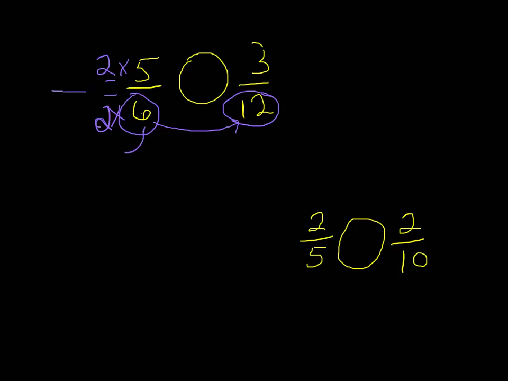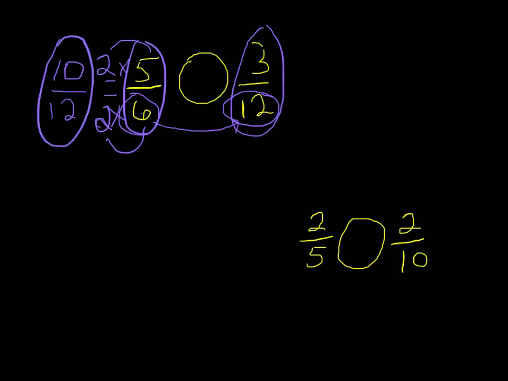So 6 times 2 is going to be 12. 5 times 2 is going to be 10. Notice we have 3/12 over here, and 5/6 is equal to 10/12. So just by looking at 10/12 versus 3/12, when we have denominators that are exactly the same, it really makes it easy for us to compare. If I have 10 out of 12 pieces versus 3 out of 12, we know that is larger. So 5/6 is greater than 3/12.